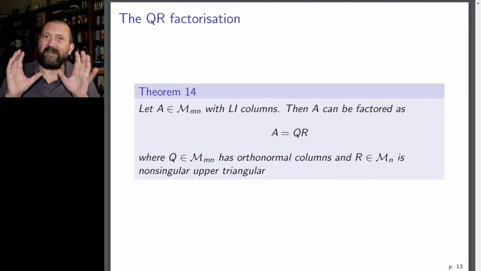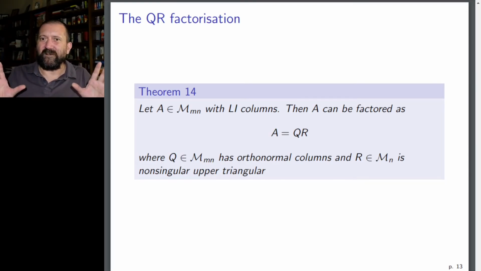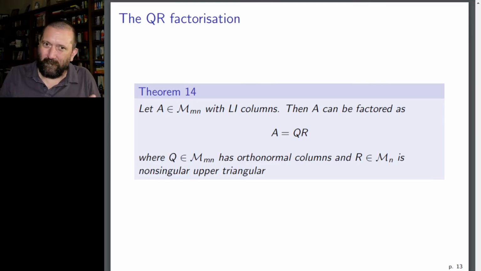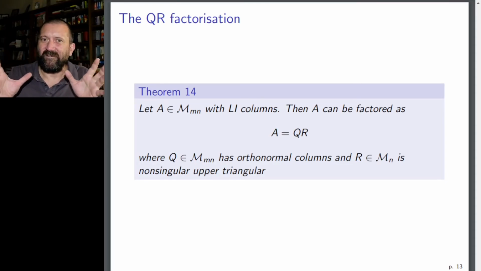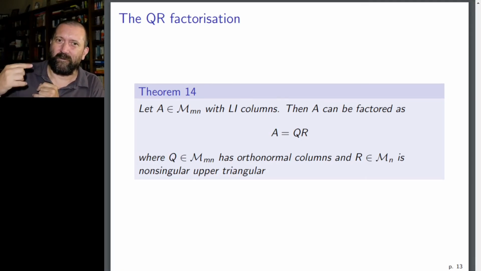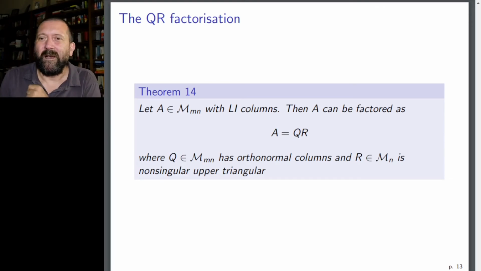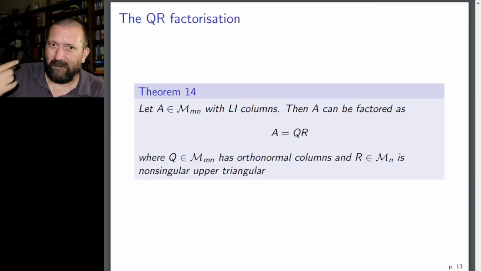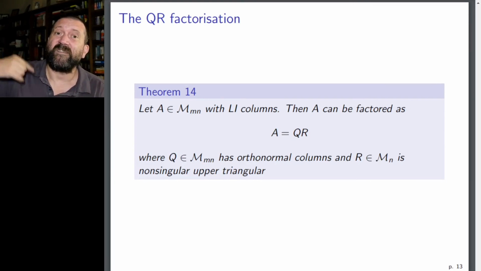So I can take any non-square matrix A, and it is possible to show, though we're not going to do it, that any matrix like this can be written as the product of an orthogonal matrix with orthonormal columns, and it goes even further: its columns are not only orthogonal, they're orthonormal, and an upper triangular non-singular matrix.